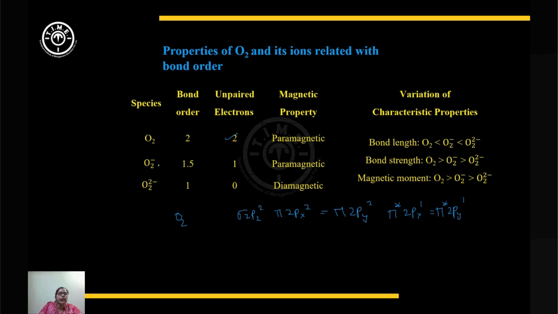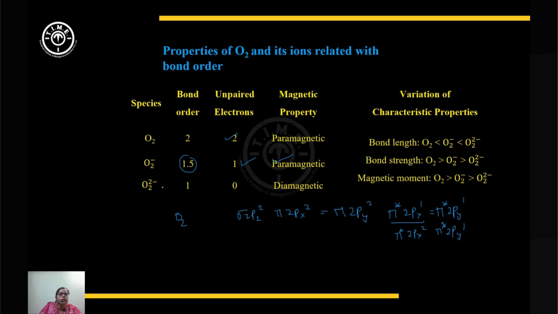Next is O2 minus. O2 minus means one electron is added. So we get pi star 2px2 and pi star 2py1. Here, if we calculate the bond order, we get 1.5. The number of unpaired electrons is equal to 1, and it is paramagnetic.